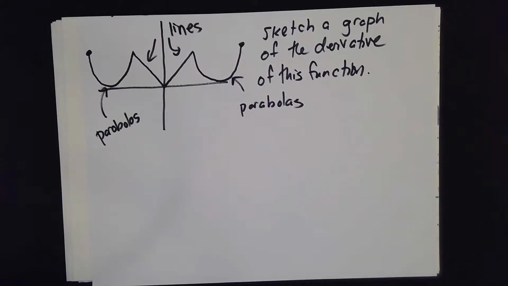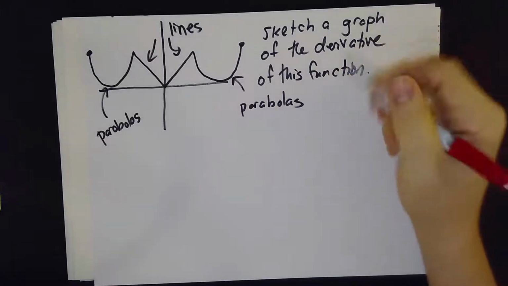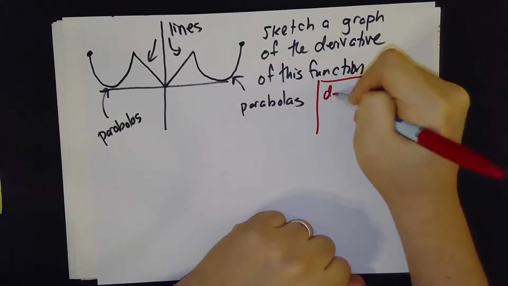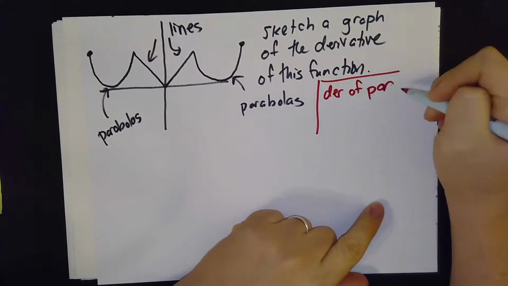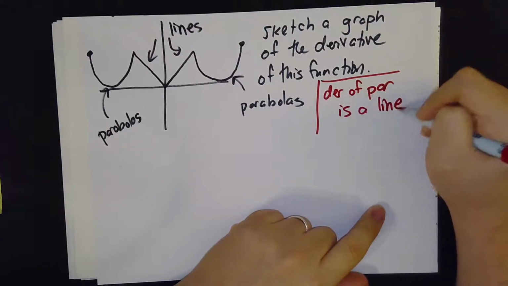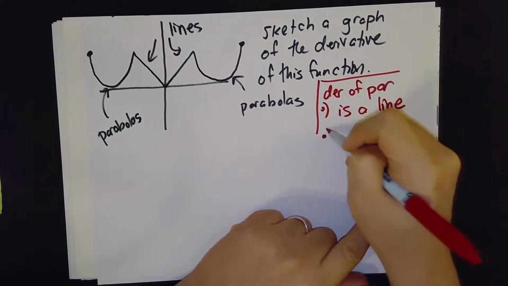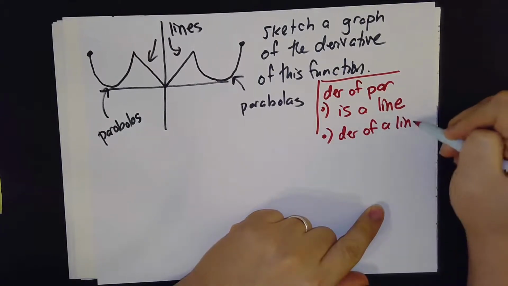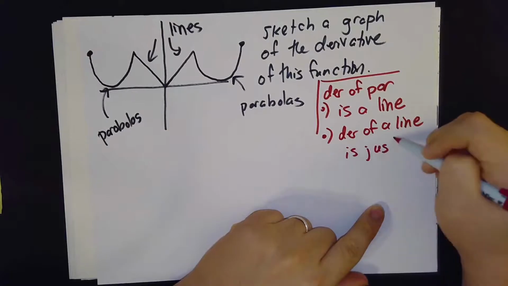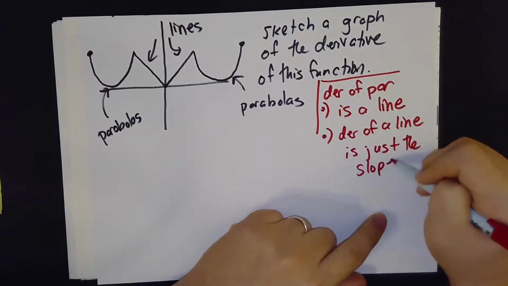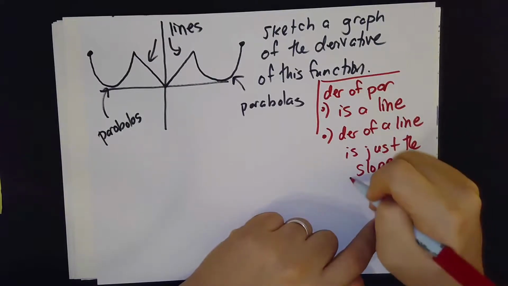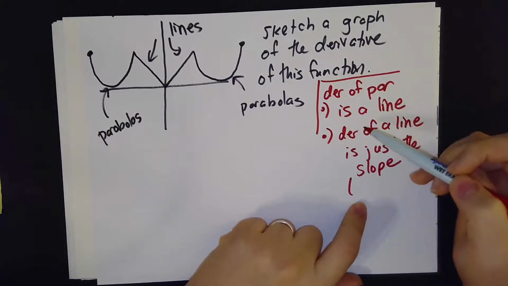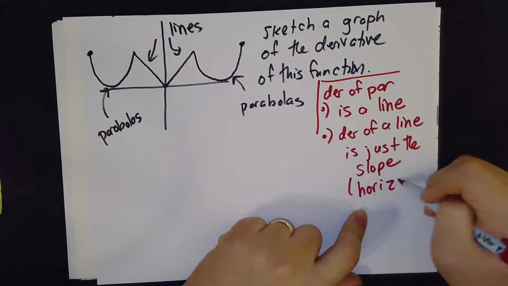Okay, so let's look at this. And so here are the two key things to remember. The derivative of a parabola is always going to be a straight line. So that's the first piece. And the second piece is that the derivative of a line is just the slope. In other words, whenever you take the derivative of a line in a graph, it is always going to look horizontal in the derivative.